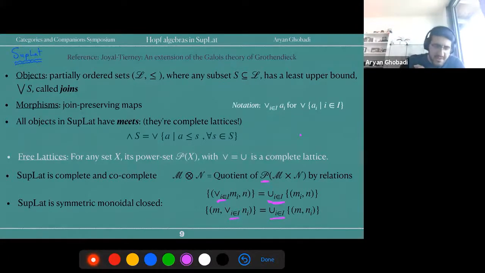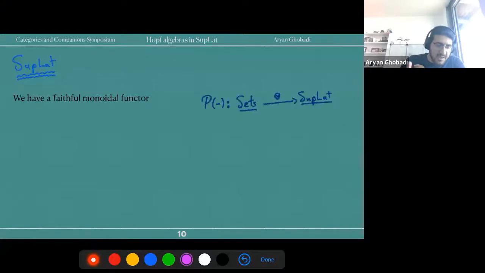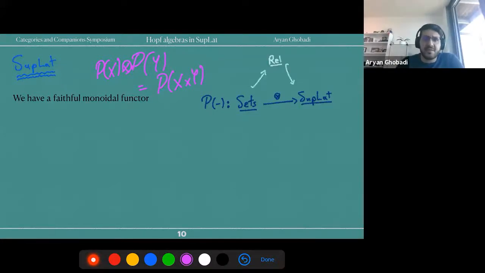Having said that, let's move on. With respect to this monoidal product, if I tensor the power sets of two things, I get exactly the power set of their Cartesian product. So I have a faithful monoidal functor. Really, it factors through that Rel that I was talking about.